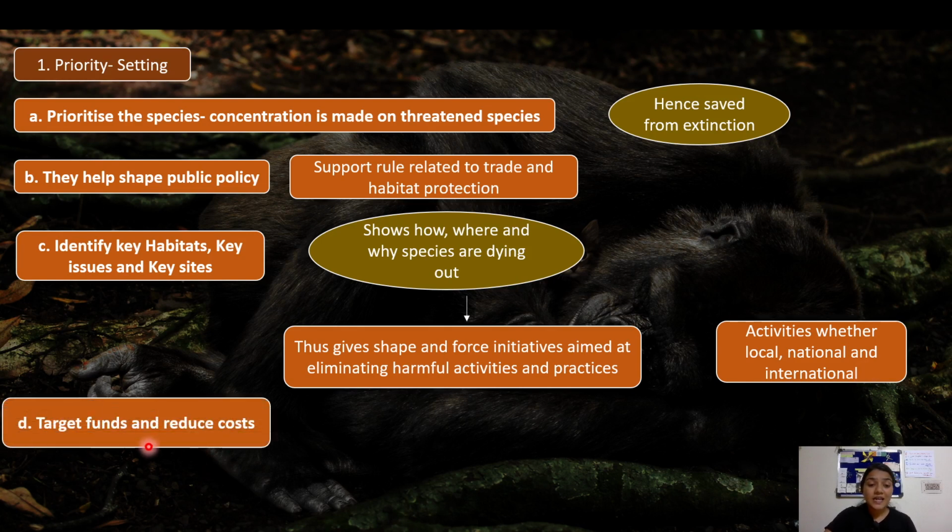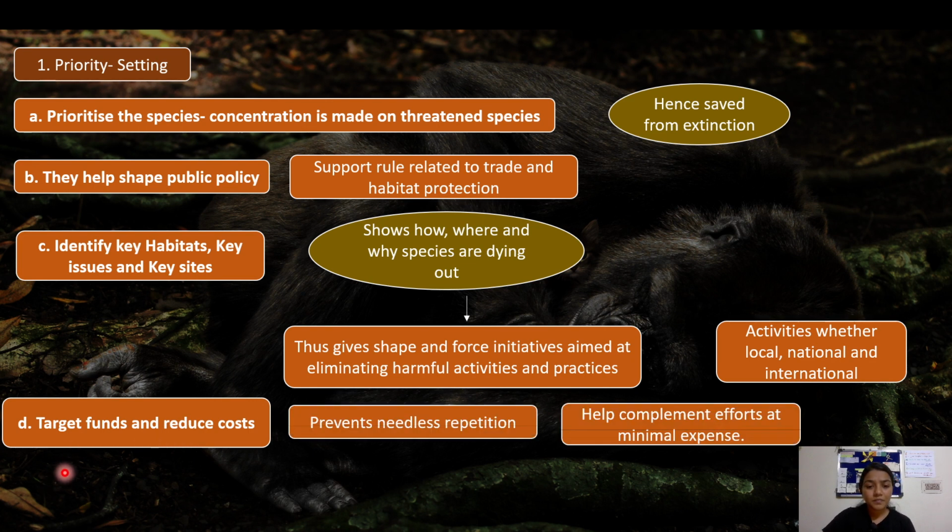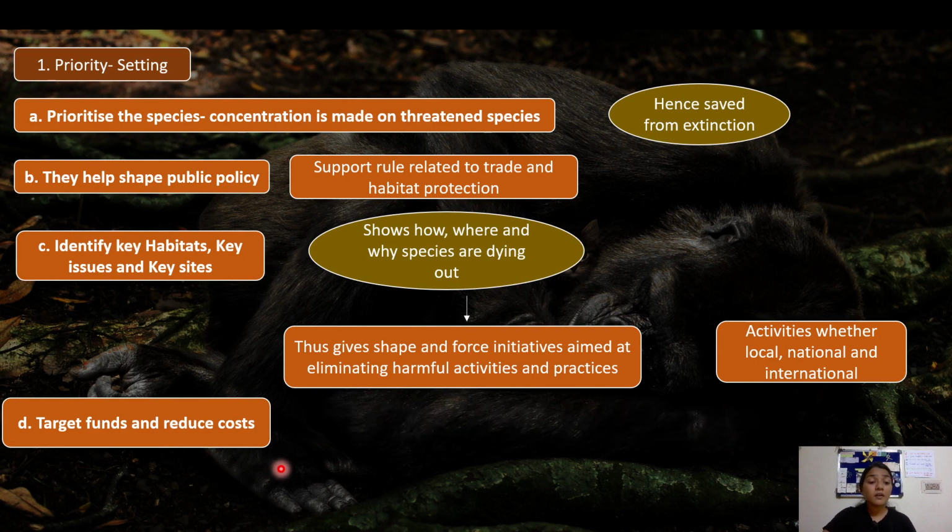It targets funds and reduces cost. This is very important because funds, as I already explained, are very important, because if you say that this particular species is threatened and you want to conserve it, you need money, and that money has to come in the form of funds from various wildlife organizations, funds from the general public as well, right? And funds from whichever sources are possible, so that the conservation programs can run properly.